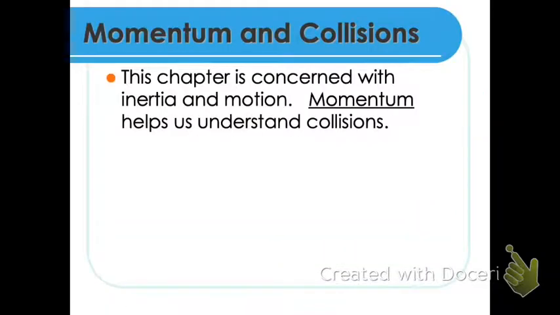All right, we're going to start talking about inertia and motion. These two concepts help us understand collisions. That's going to be kind of the end goal of this chapter, talking about collisions. So, what happens when two things collide? They bounce off. Usually they bounce apart. Two things collide, they bounce apart.